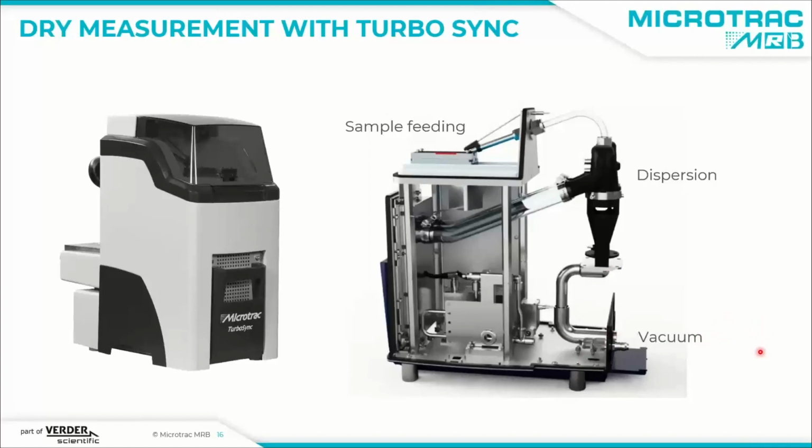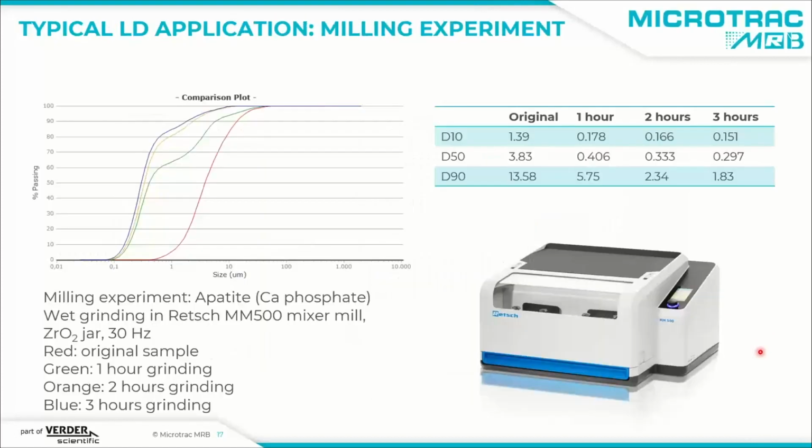So let's take a look at some typical examples for laser diffraction analysis. As I have mentioned before, laser diffraction is a method where you have a very wide range of particle size, from 10 nanometers up to the millimeter range. That is a wider range than any other particle analyzer that you will find. So you use it very often to characterize milling processes.